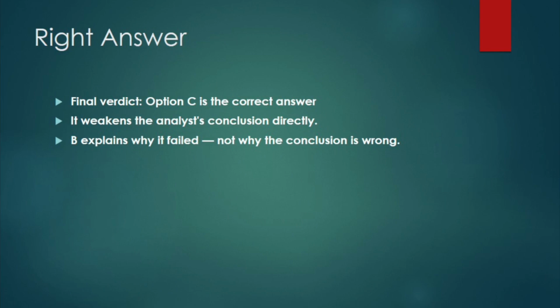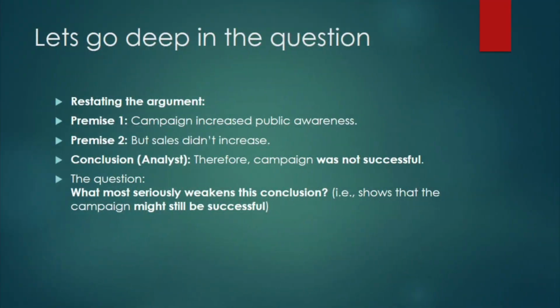Now the right answer, or the final verdict, is that option C is the correct answer. It weakens the analyst's conclusion directly. B explains why it failed. So what happens is that sometimes we may fall for this trap. Now I will just give a recap of this.